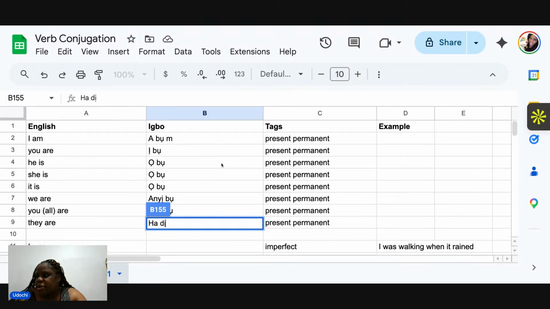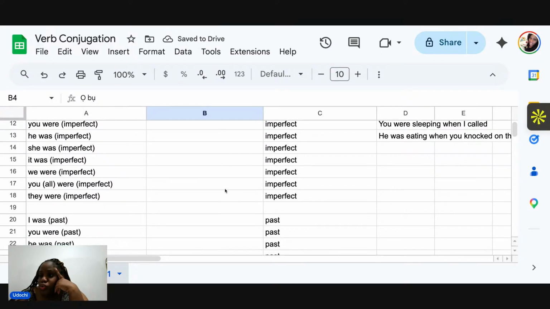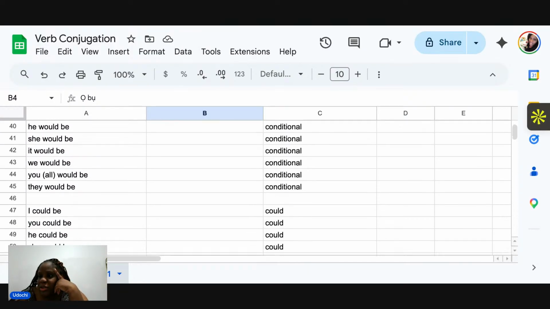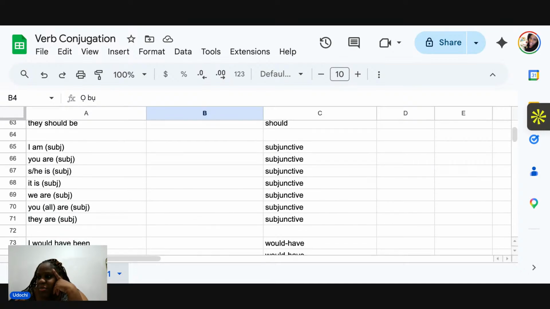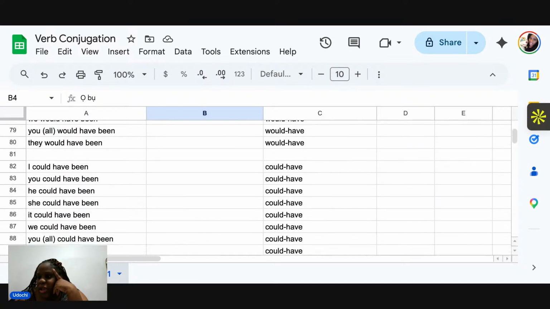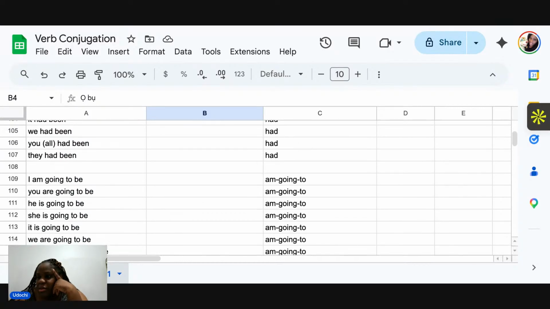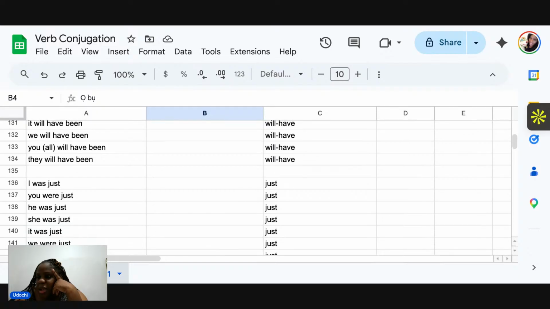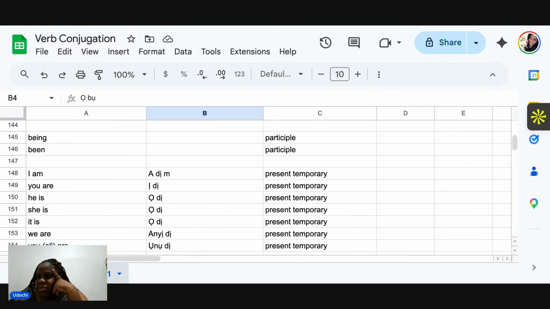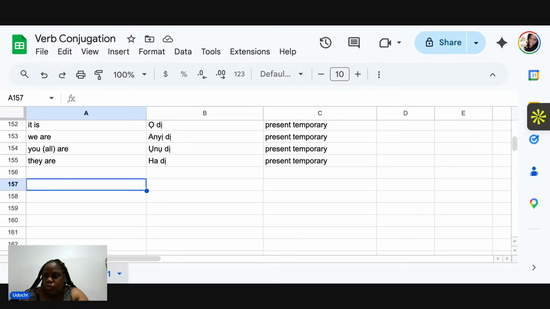So coming up here again, another thing that I wanted to add was used to, because this document doesn't consider it. Would be, could be, should be, subjunctive, would have, could have, should have, had been, going to be, have been, blah, blah, blah. Okay, so let's put I used to.